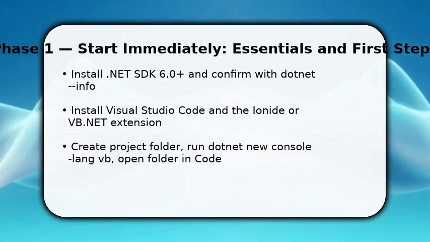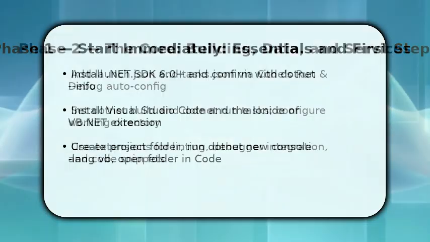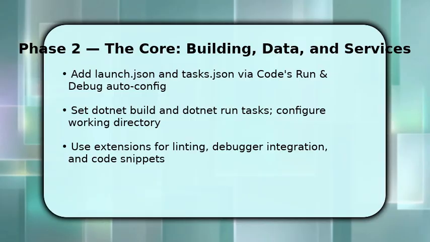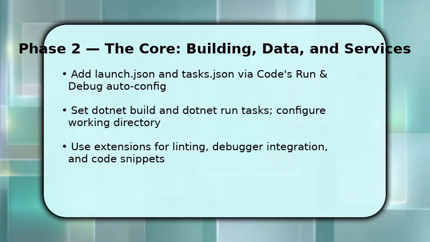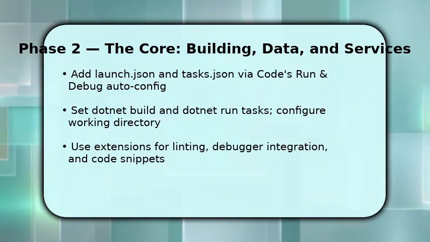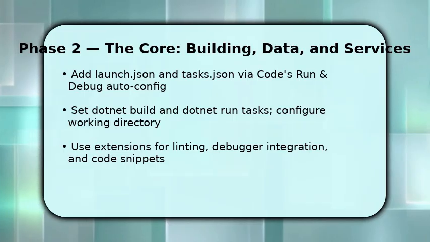You now configure build and debug. Use Code's Run and Debug to auto-generate launch.json and tasks.json, then verify the pre-launch task runs dotnet build. Edit tasks to set the correct working directory and args because that ensures the debugger finds your assembly.